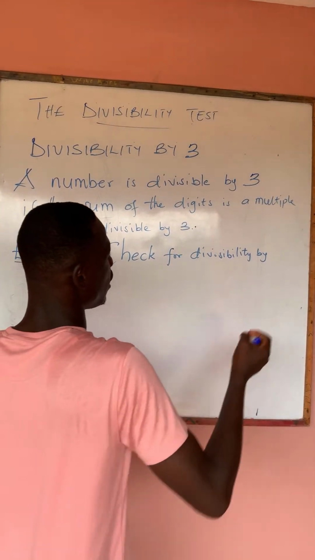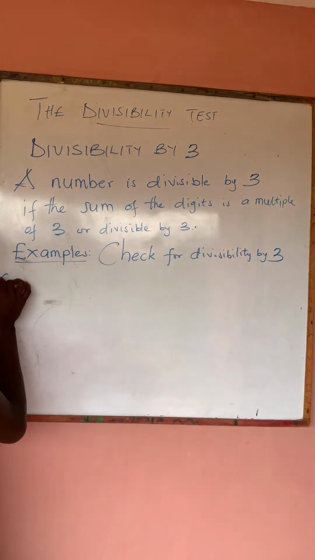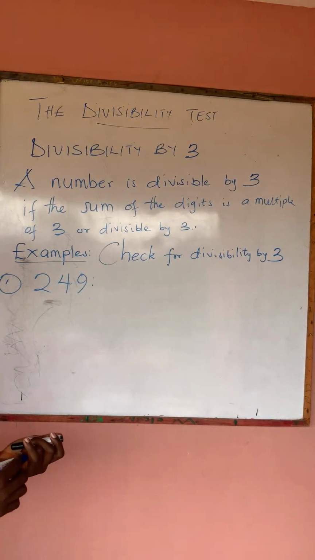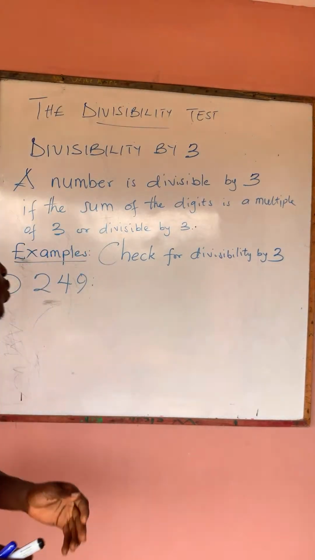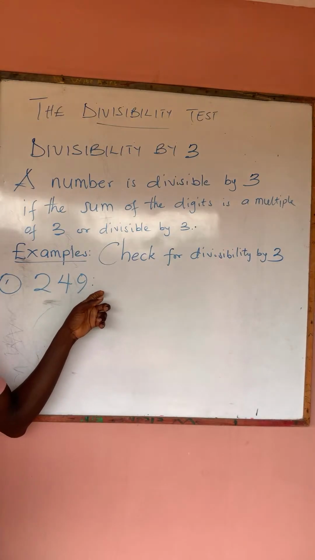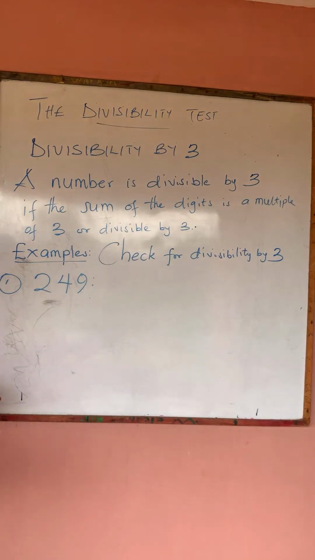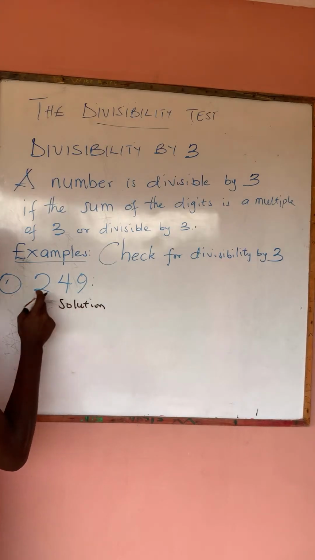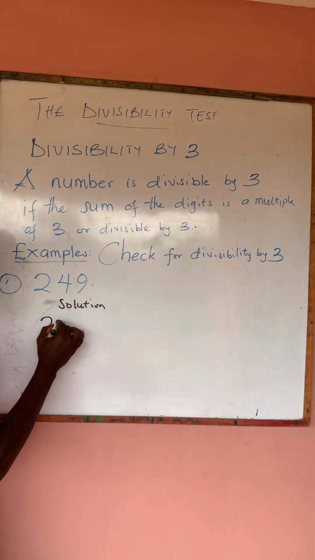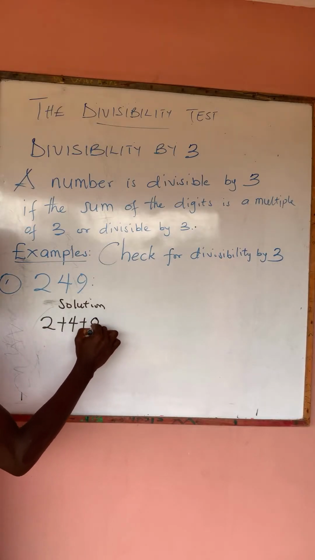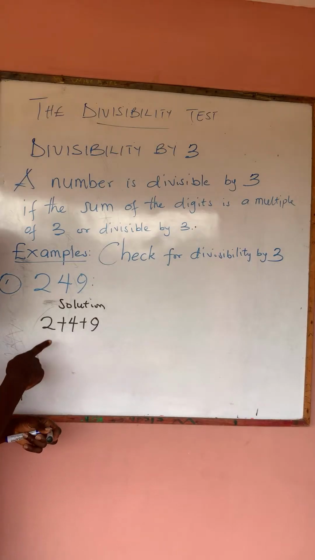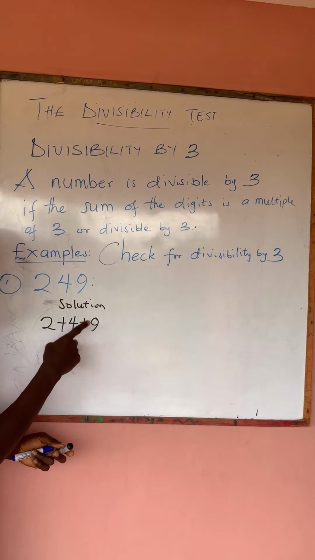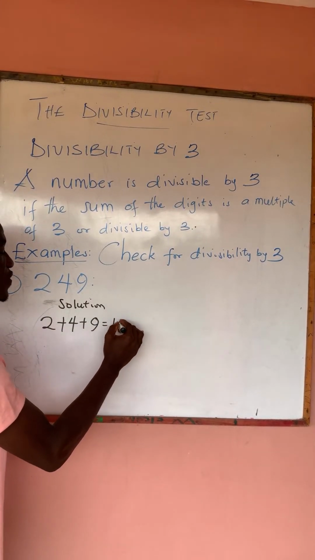So check for divisibility by 3. Number 1. We are taking 249. So it says that we should add up the digits in the number. Alright, so here we go. For our solution, we're going to add up the digits here. We get 2 plus 4 plus 9. Okay? And 2 plus 4 is equal to 6. And 6 plus 9 is equal to 15. So the answer is equal to 15.